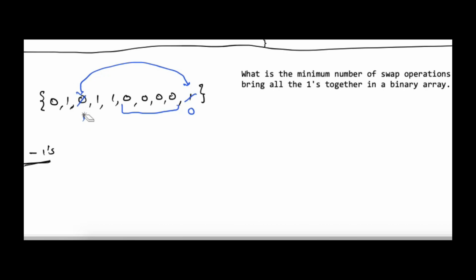Initially we are counting the number of total ones, and that is our sliding window. The number of ones is actually the size of our sliding window. Then first we have to find the sliding window which has the maximum number of ones, or the minimum number of zeros. So basically, first you count the total number of ones, let's say k. Now you find a window of size k that has the maximum number of ones.